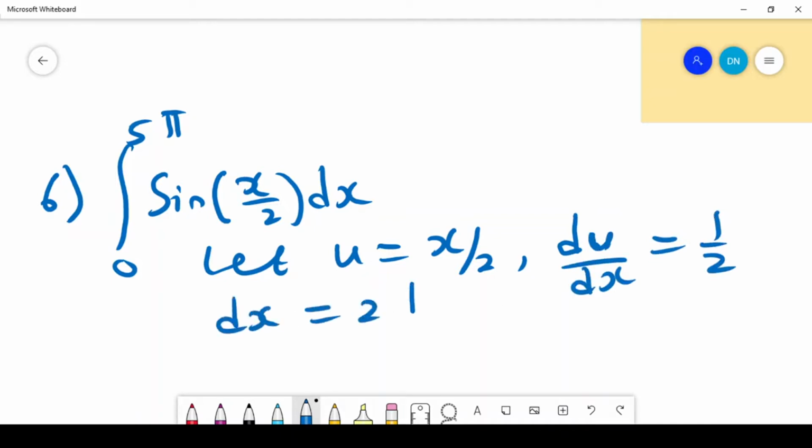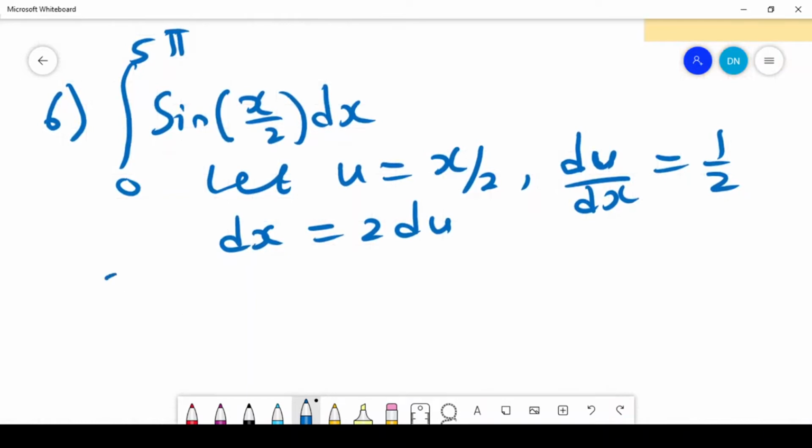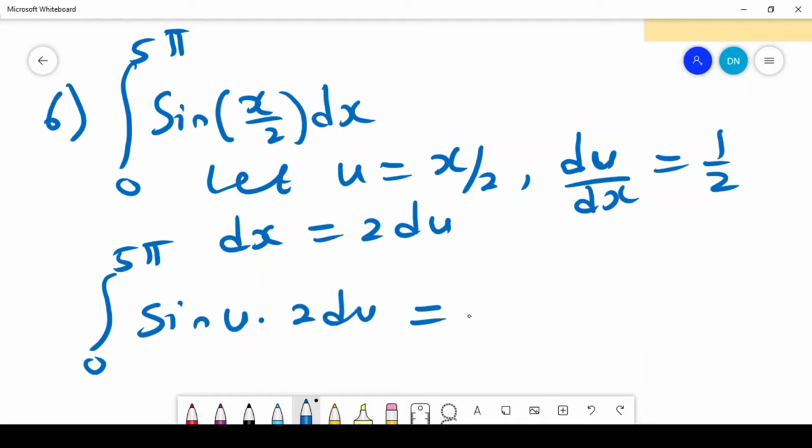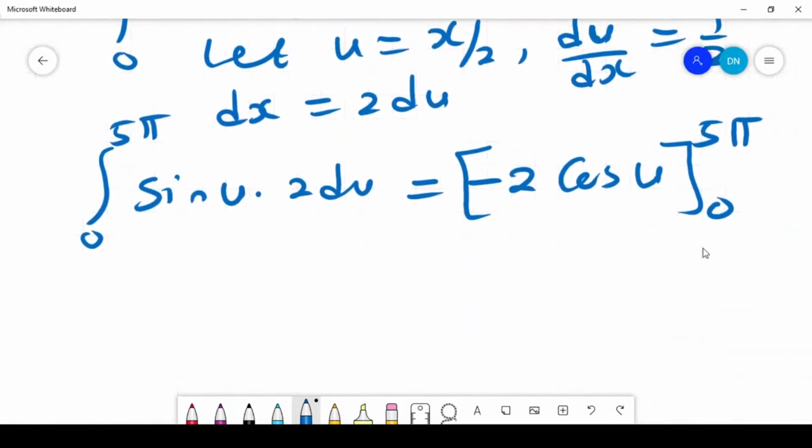dx is equal to du. So then I'm going to change my equation slightly to make it easier for me to integrate from 0 to 5 pi. Then it will be sine of u times 2 du, which will be minus 2 cos u. But before I can substitute my limits of integration, I have to rewrite back in terms of x. Otherwise, I have to do a full transformation of the equation.